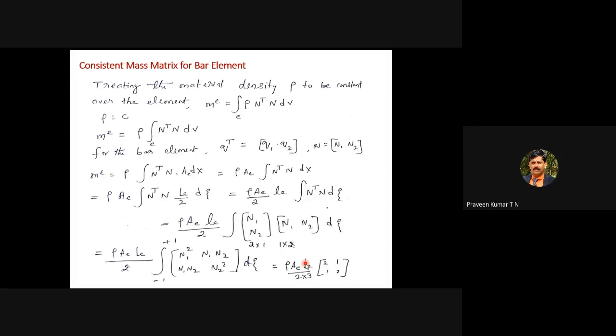So you have to remember this formula, because when you go for a dynamic analysis, there is an inertia force. The inertia force is given by m x double dot, or m q double dot, when you come to finite element analysis. Hence, the mass matrix is required. This is the derivation for the mass matrix for the bar element.